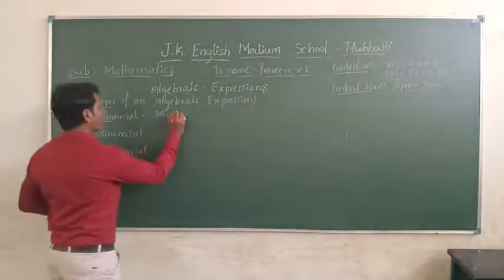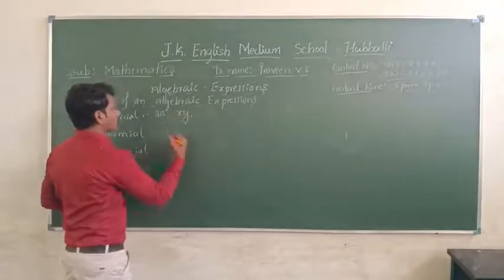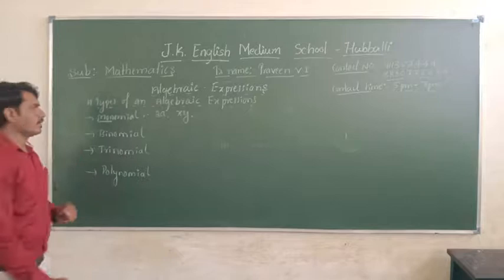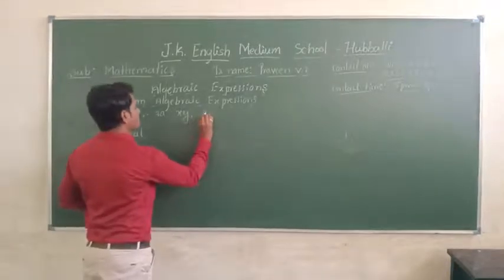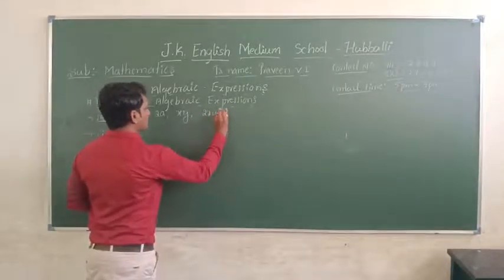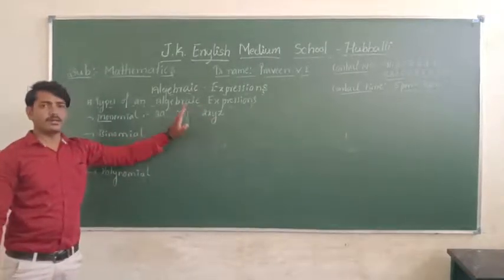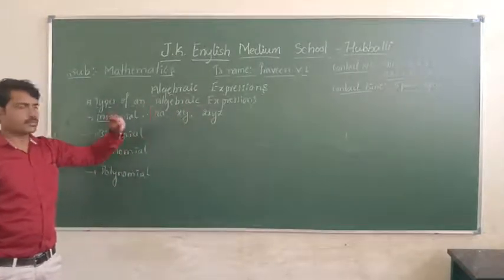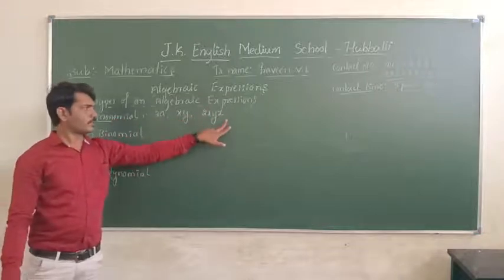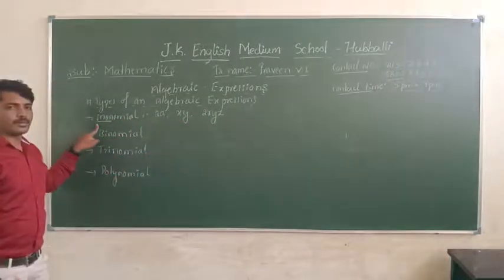Second one, xy. This is one of the monomials. And third one, 2xyz. So totally four terms are there, but they are not separated by a plus or minus. So totally these will come under the monomial.